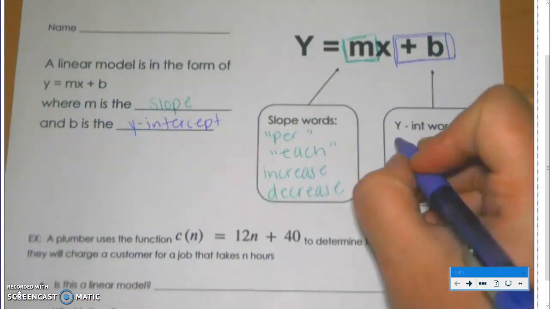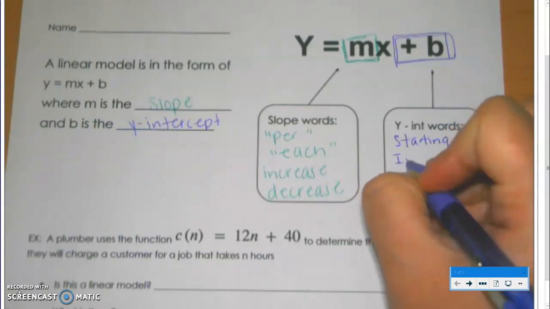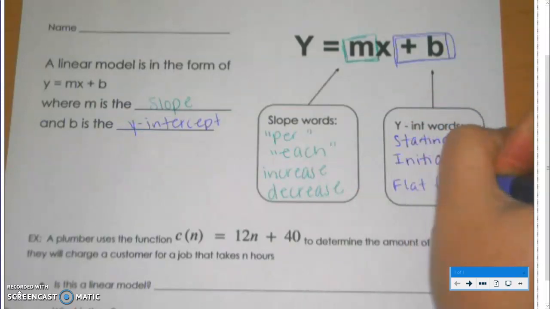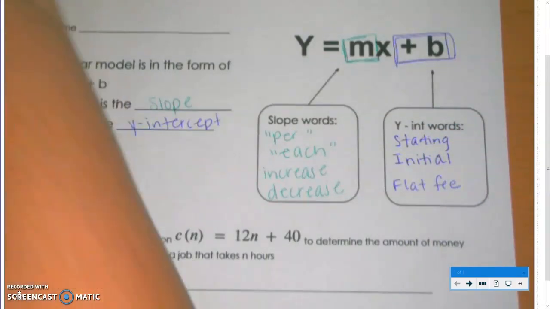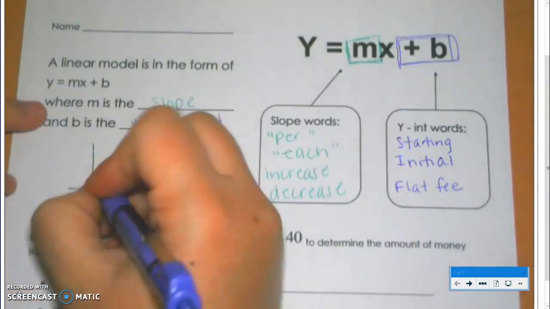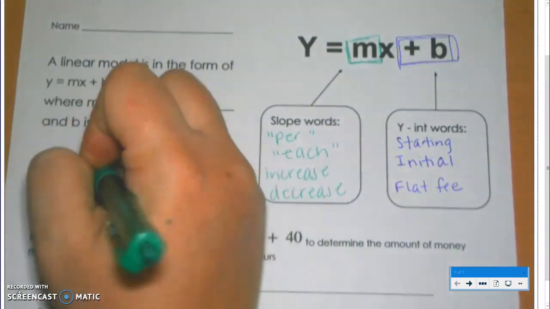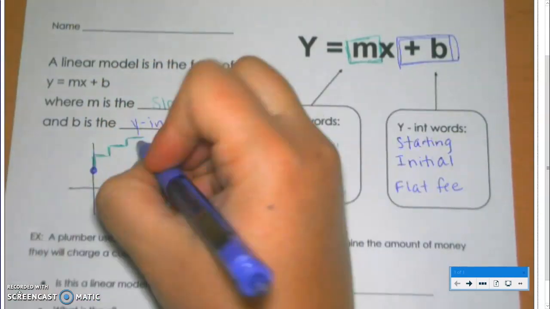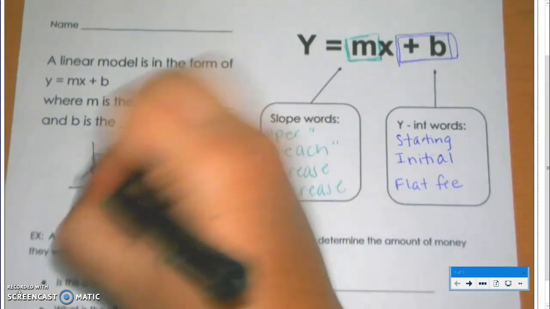Words that mean the same thing as y-intercept are the starting amount or initial. It could mean a flat fee. All of those words would mean the same thing as the y-intercept. So as a reminder, when you're graphing, the y-intercept is the point that you start at on the graph, and then the slope tells you the rise over run. So that's how you make your line. Right, so that's just a quick little reminder.